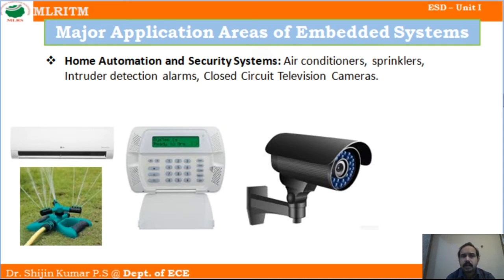Another application area is home automation and security systems. What is home automation? Nowadays we can control our home appliances using smart devices. If you have a smartphone, you install an application, then you can control your AC from anywhere in the world. If you connect to the internet and use the IP address of your air conditioner, you can turn it on or off, or increase or decrease the temperature. Whatever you want to do.